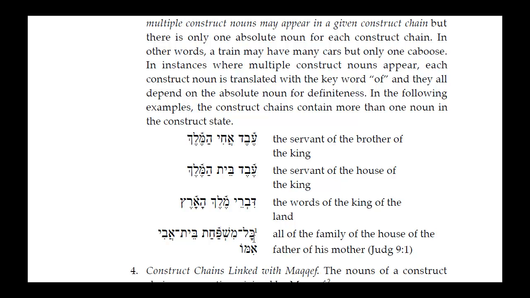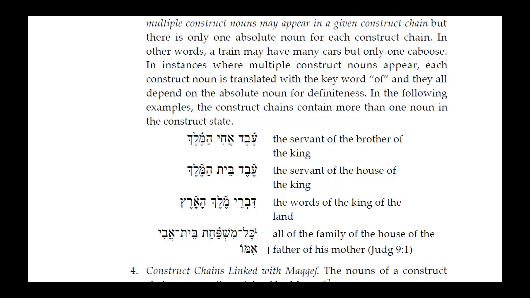So basically, Kol is a construct, Mishpachat is a construct, Beit is a construct, Avi is a construct, and Imo basically is the absolute noun with a pronominal suffix. So it is assumed to be definite. So even though you don't see a definite article, that's the number 2 part of the 3 rule of nouns that are assumed to have definite articles. And so we would translate it: all of the family of the house of the father of his mother.